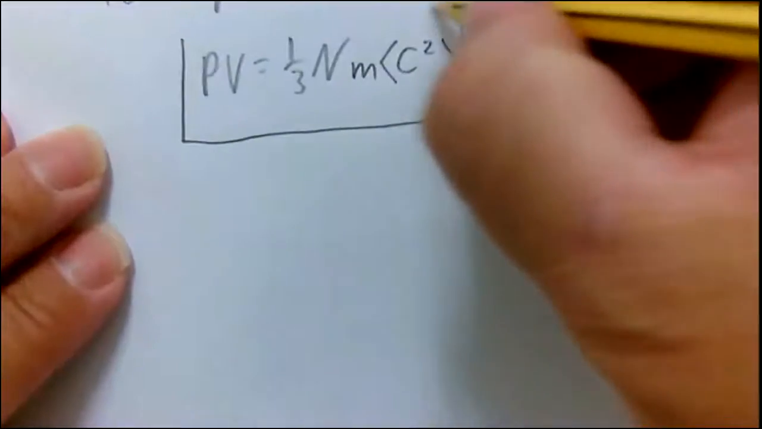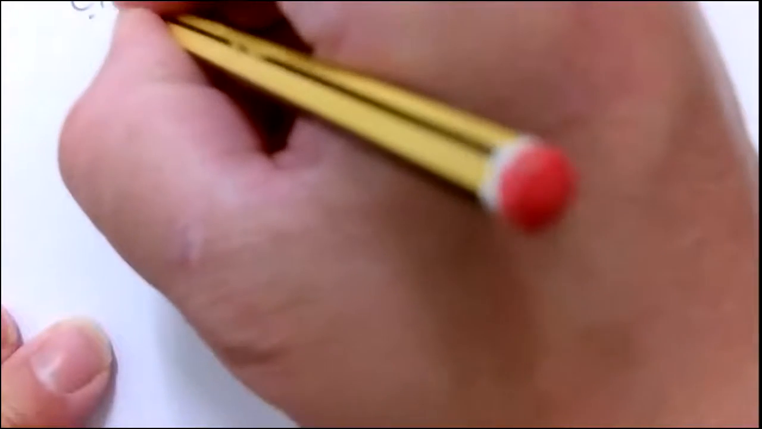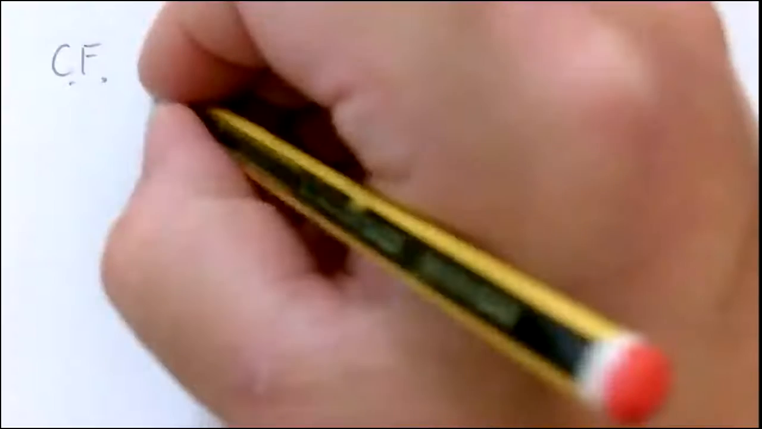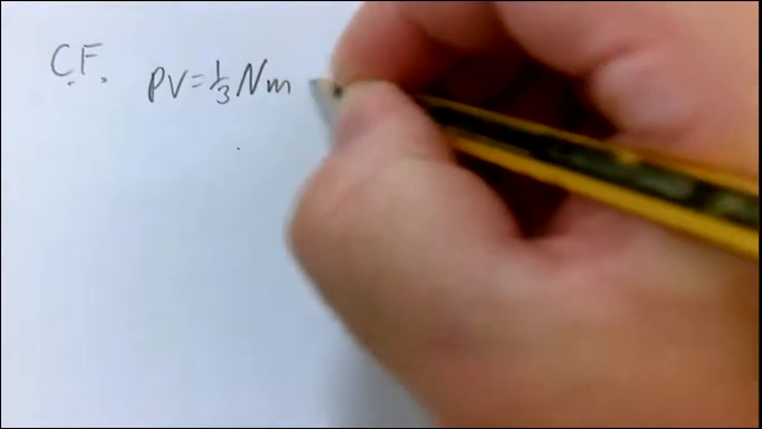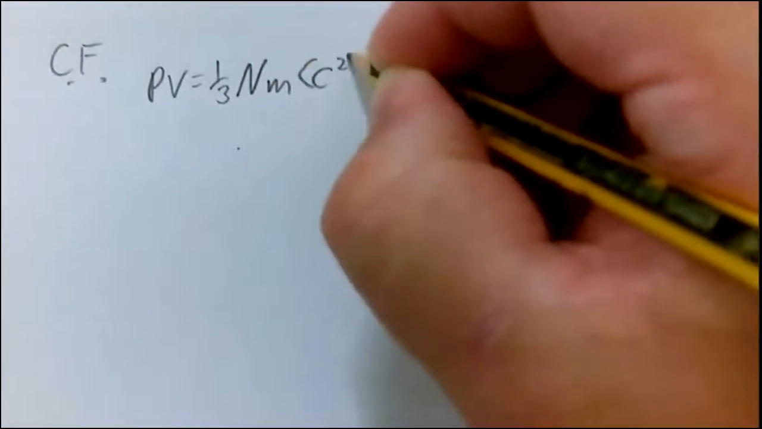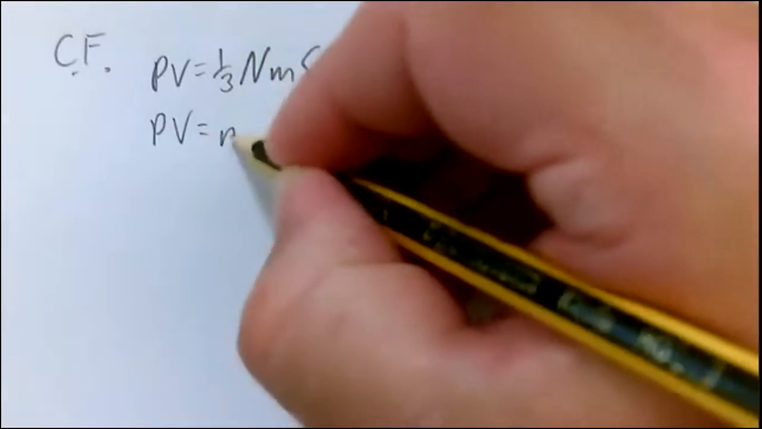So this right here is quite a useful formula. Hopefully you can spot straight away its similarities. If we compare the formulae for a brief moment, that PV is equal to 1/3 nm times the mean square speed, with our equation of state that we're familiar with, the macroscopic properties, then the two things must be equal.